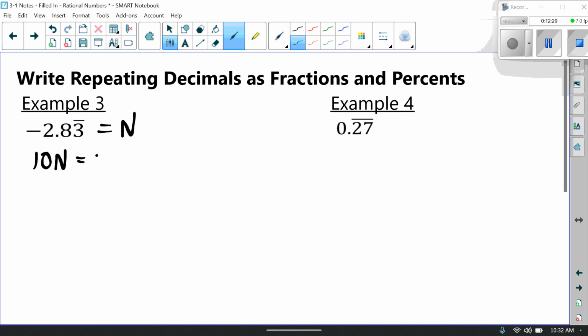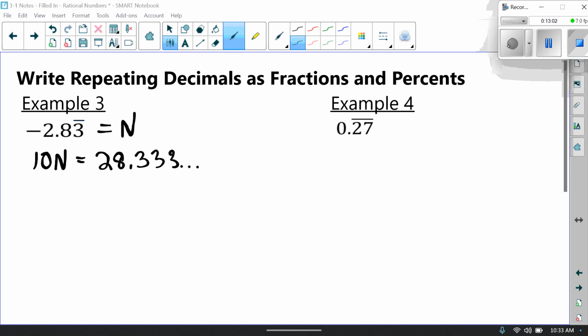So we have 28.3, but doesn't the 3 still repeat? Okay. So 3, dot, dot, dot. Is everybody with me? Okay. Now, so now we want to subtract n, but we're not looking at the negative. Okay. So we want to subtract n.